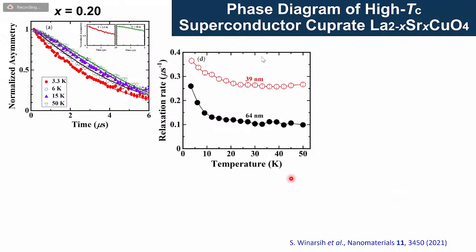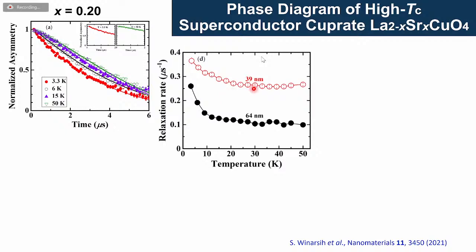And then we also study the phase diagram of superconducting cuprate. For example, we study lanthanum strontium copper oxide, when the strontium concentration is about 0.20. As you can see here, the muon spin precession is not observed because we cannot observe the oscillation curve. It only shows a Gaussian-like curve. So it means the sample doesn't have long-range order, but it still has static and random magnetic ordering.